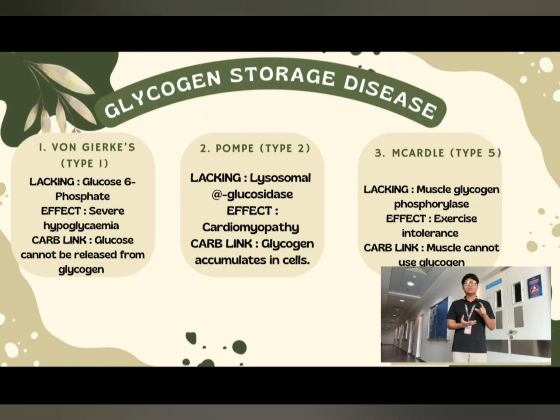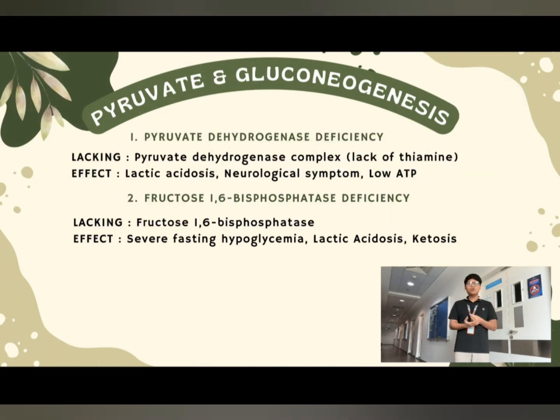Next are glycogen storage disorders that affect glucose availability. We have von Gierke disease that blocks glucose release. Pompe disease causes lysosomal glycogen buildup. McArdle disease prevents muscle glycogen breakdown, leading to exercise intolerance. In pyruvate and gluconeogenesis disorders, we have pyruvate dehydrogenase deficiency that blocks pyruvate entry into the Krebs cycle, causing lactic acidosis, and fructose 1,6-bisphosphatase deficiency that impairs gluconeogenesis, leading to fasting hypoglycemia.